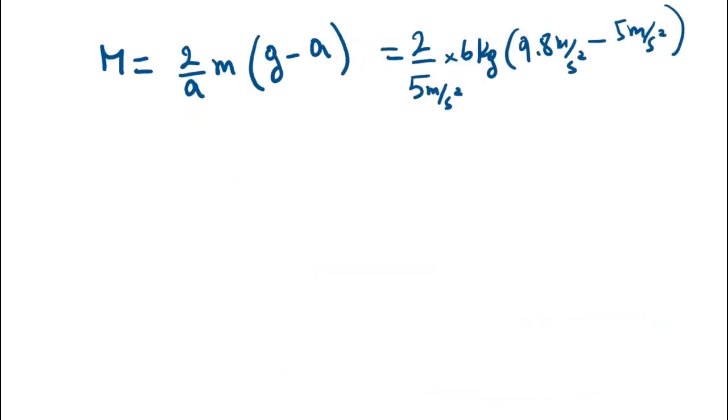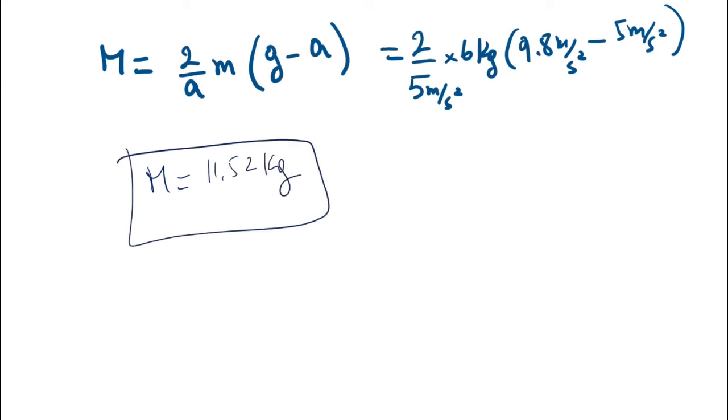Now we just replace the values of the mass, the acceleration of gravity, and the acceleration of the block. We find the mass of the pulley will be 11.52 kilograms. Thank you.